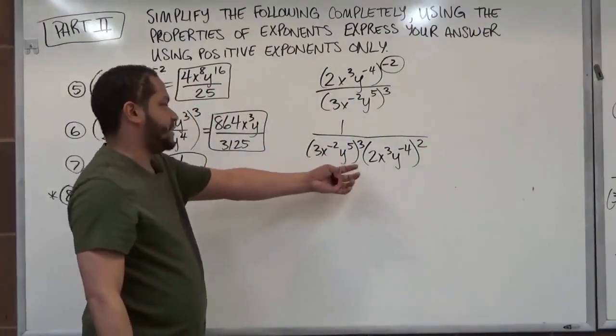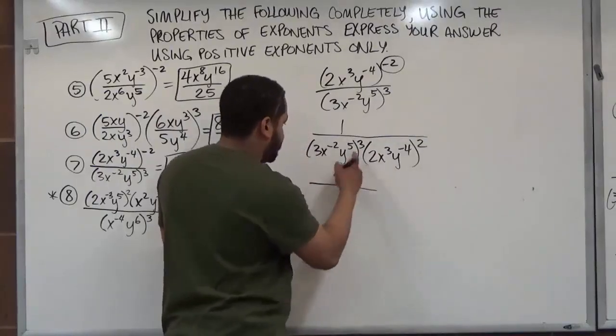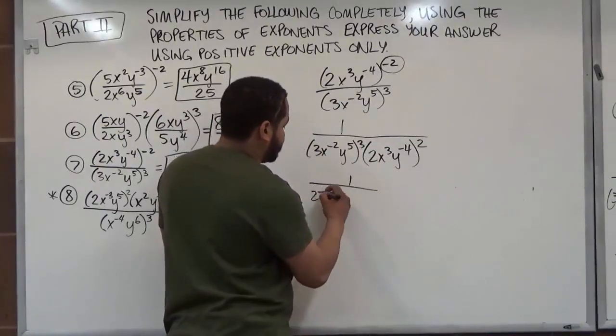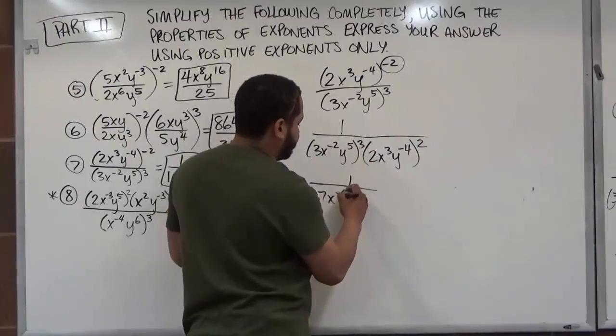Now we could just expand these by distributing the exponent to each term. So we have 1 over 3 to the third power is going to give us 27. And then we have x to the negative second times 3 is x to the negative 6.